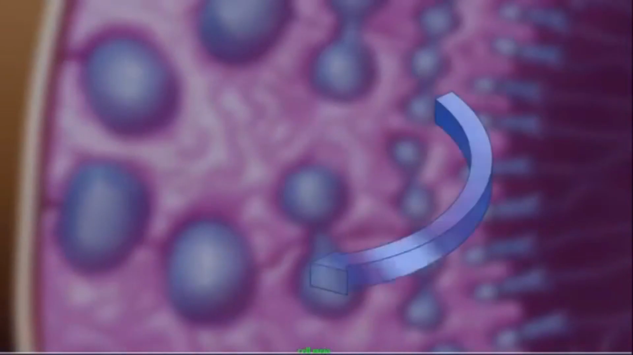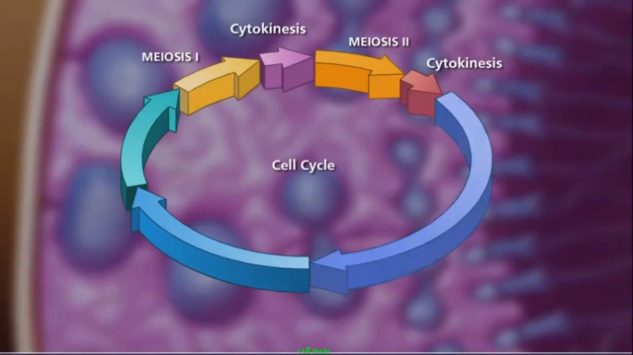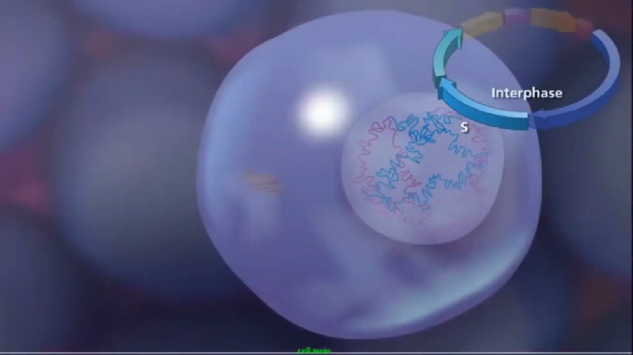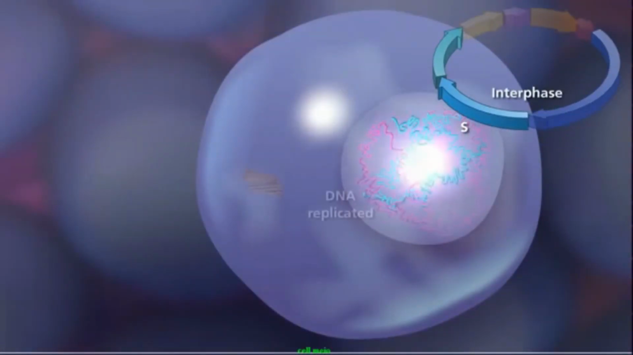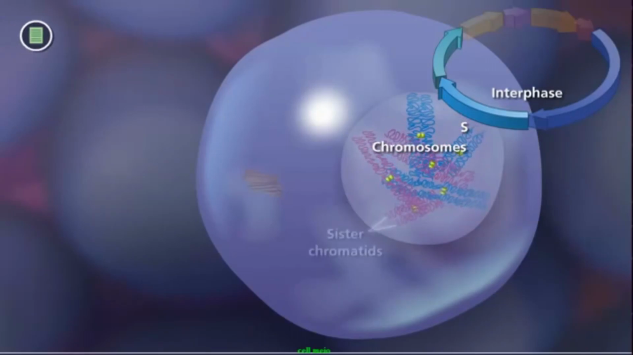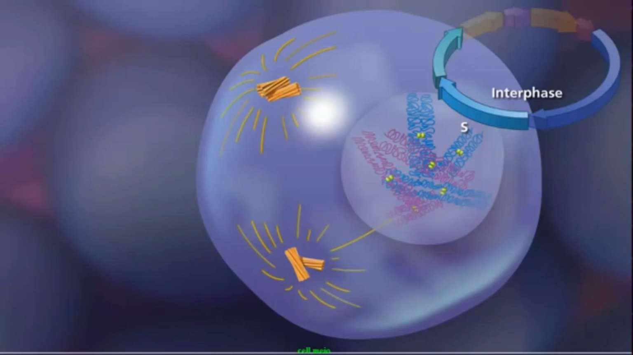As in mitosis, meiosis begins after a cell has successfully completed the G1, S, and G2 stages of interphase. During the S phase of interphase, the DNA is replicated, producing 2 copies of each chromosome called sister chromatids. The paired centrioles in the cytoplasm duplicate and begin extending microtubules that will form the meiotic spindle.